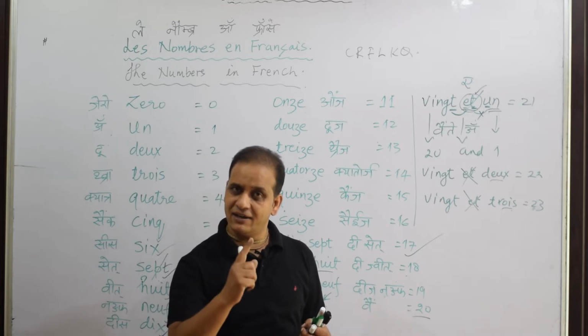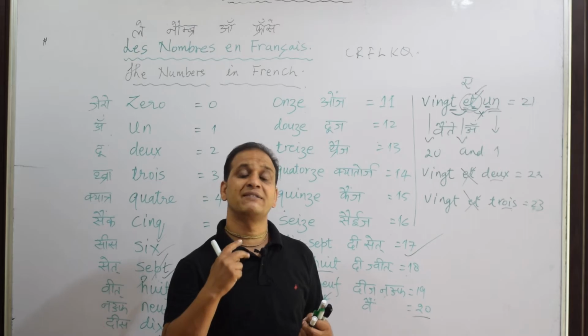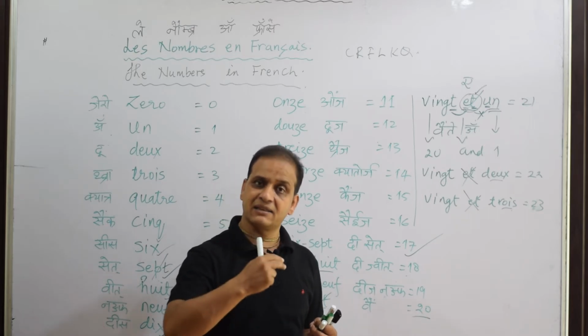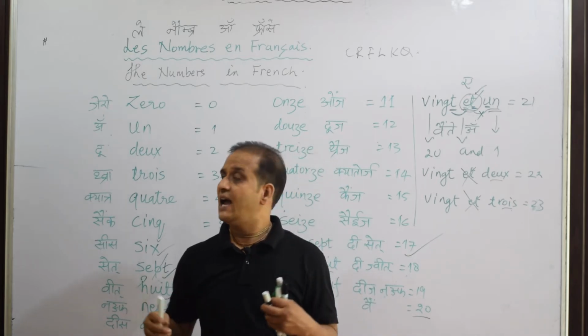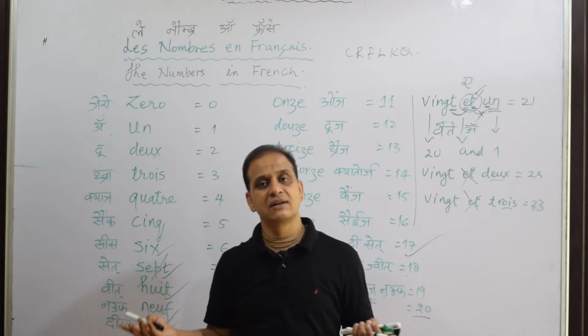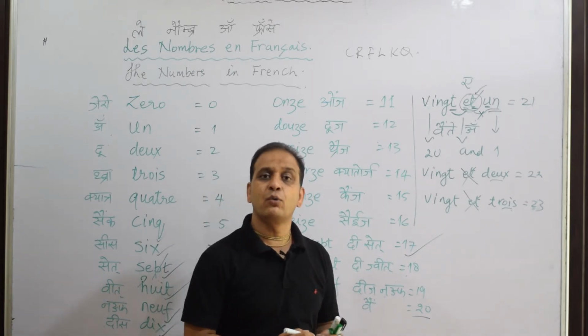So you will say 21, that means 21, but you won't say it that way for 22. You will say 22, 23, 24. That means 20, and then you will keep on adding 1, 2, 3, 4, 5, 6. It's all logical. Then I will tell you what is 30.